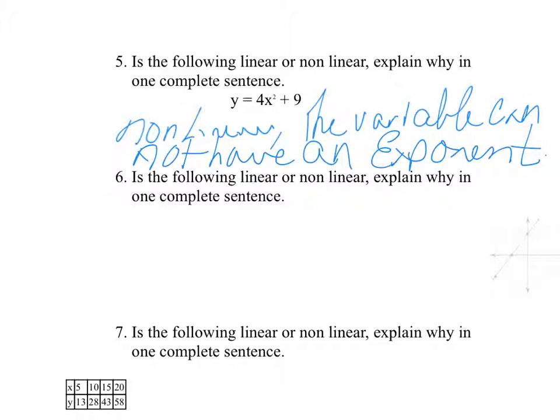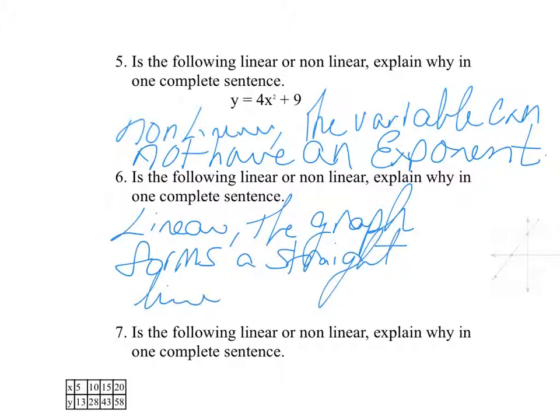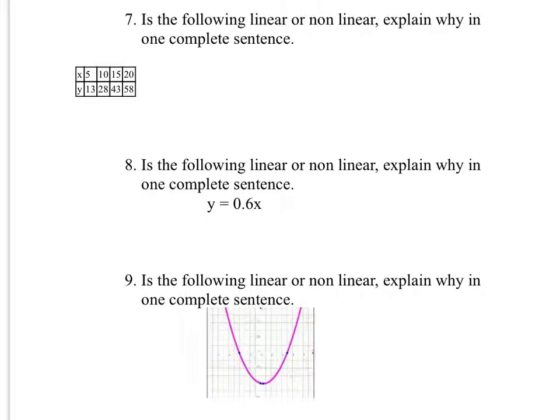Six, your graph is off to the side, off to the right. This should be linear. Why is it linear? The graph forms a straight line. We do need complete sentences, but your complete sentences aren't necessarily going to have a whole lot of detail in them. You can just simply state exactly what you observed or what you were able to see.